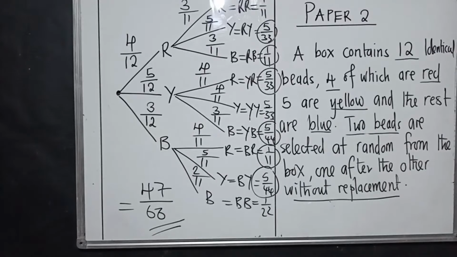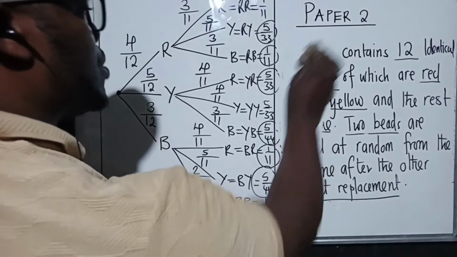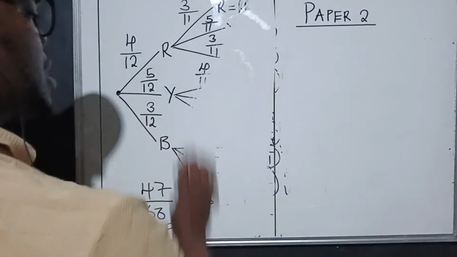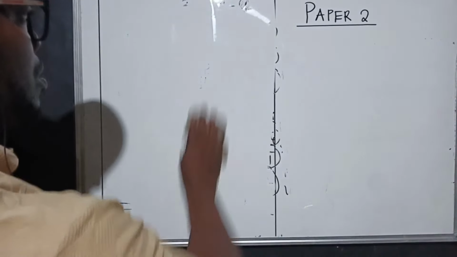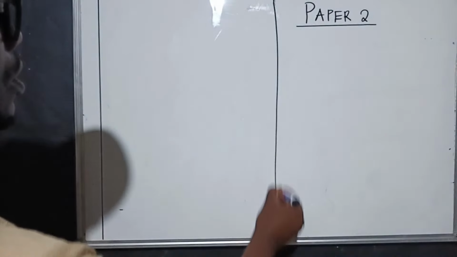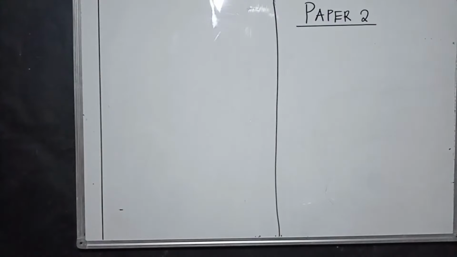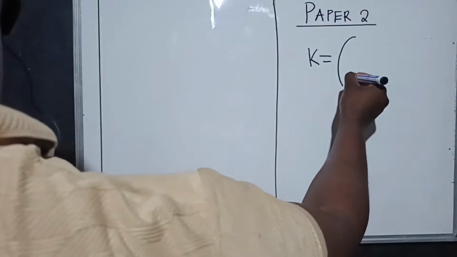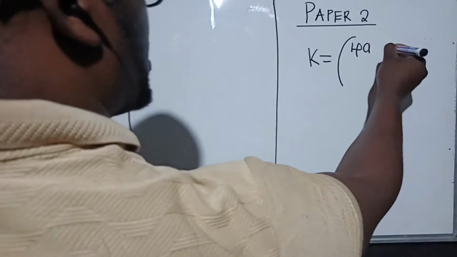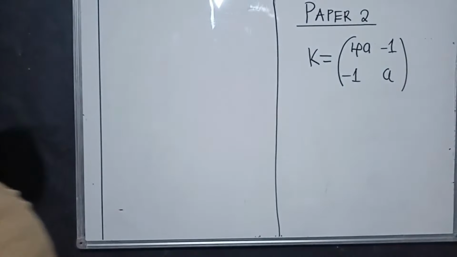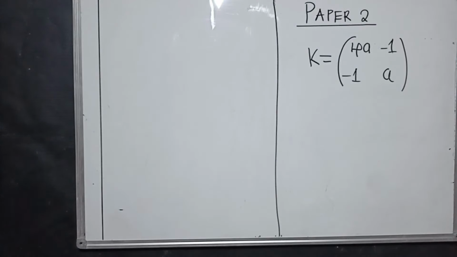All right, so let's go to the next question. The next question is to do with matrices. Okay, so let me write it here. We've been given a matrix. Let me show you. The matrix that we've been given looks like this. It's called matrix K. So matrix K is equal to 4A, -1, -1, A, like that. So that's the matrix they've given us.